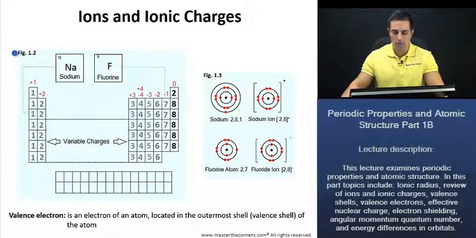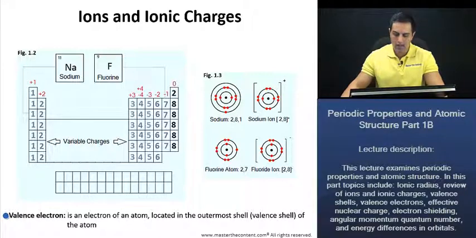Looking here at figure 1.2, as we see here, the elements on the periodic table all have partially filled outermost shells except for our noble gases. Now, group 1 is going to have one valence electron in its outermost shell. And what is a valence electron? Let's just do a quick definition here, and then we'll get back to our slide.